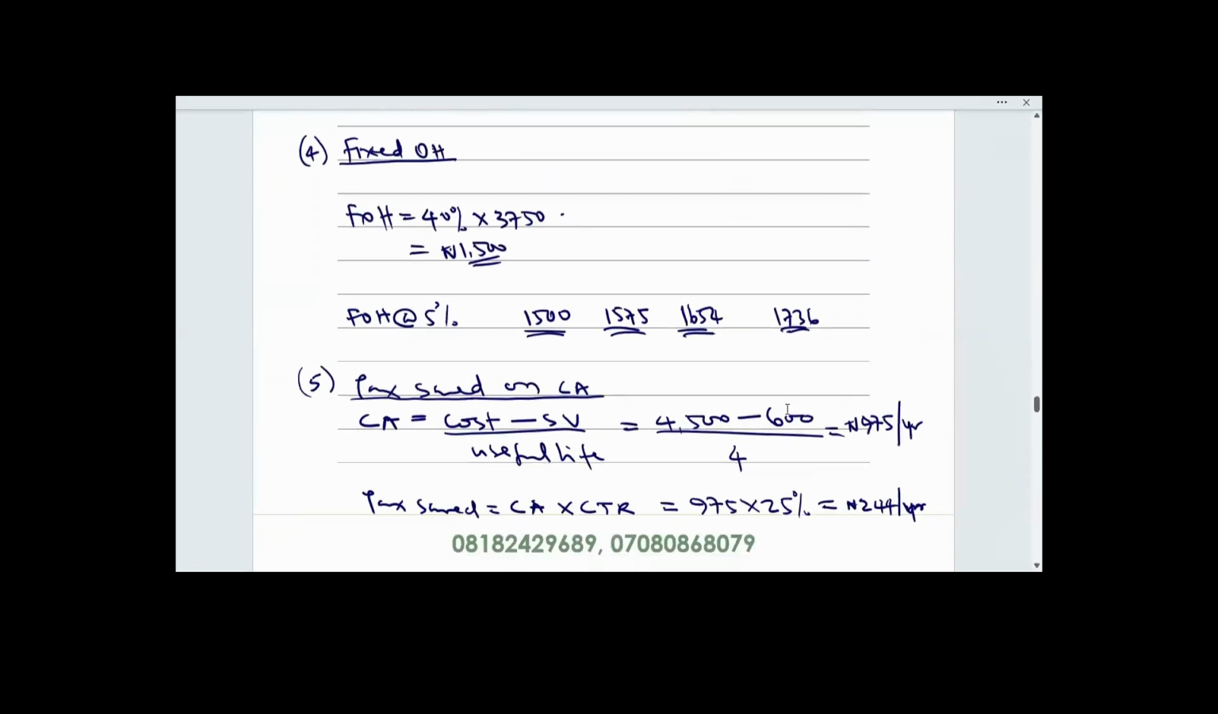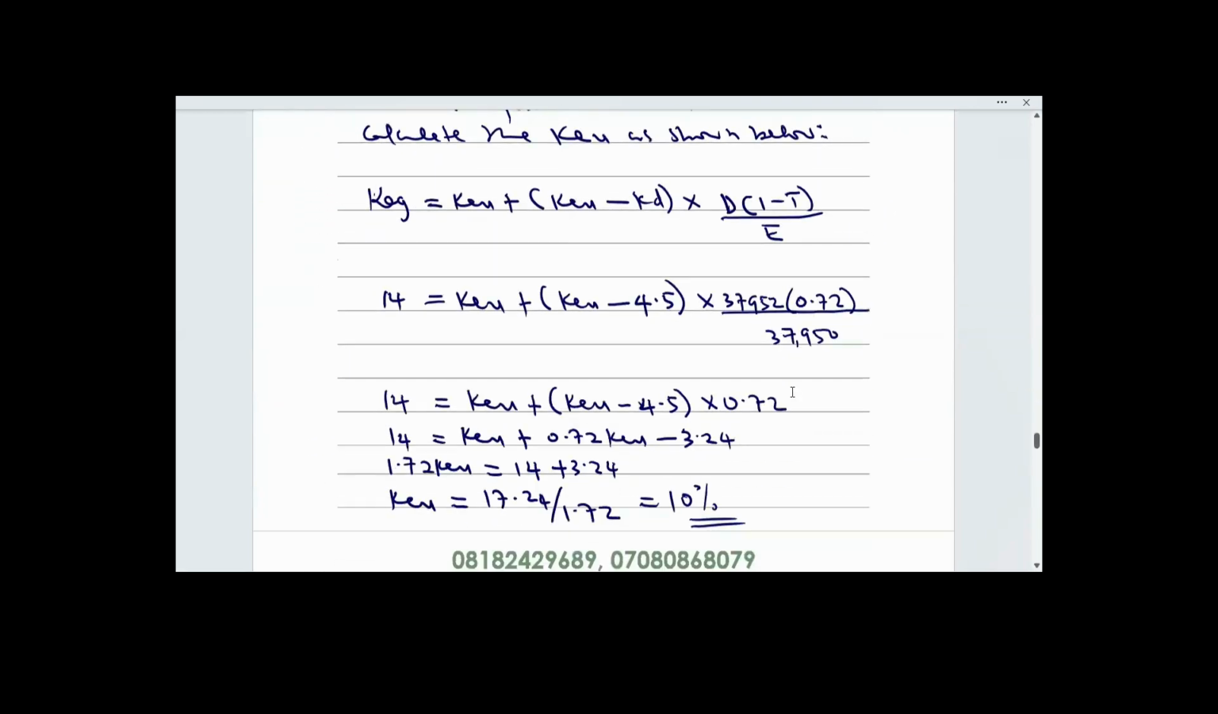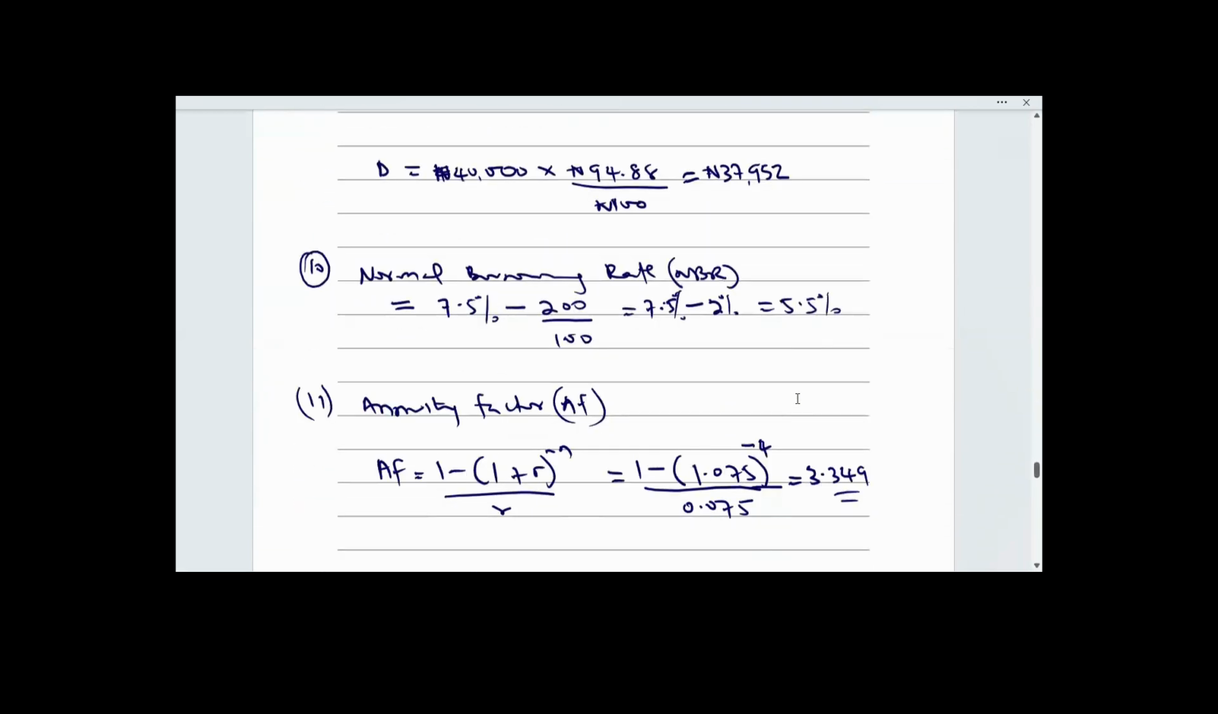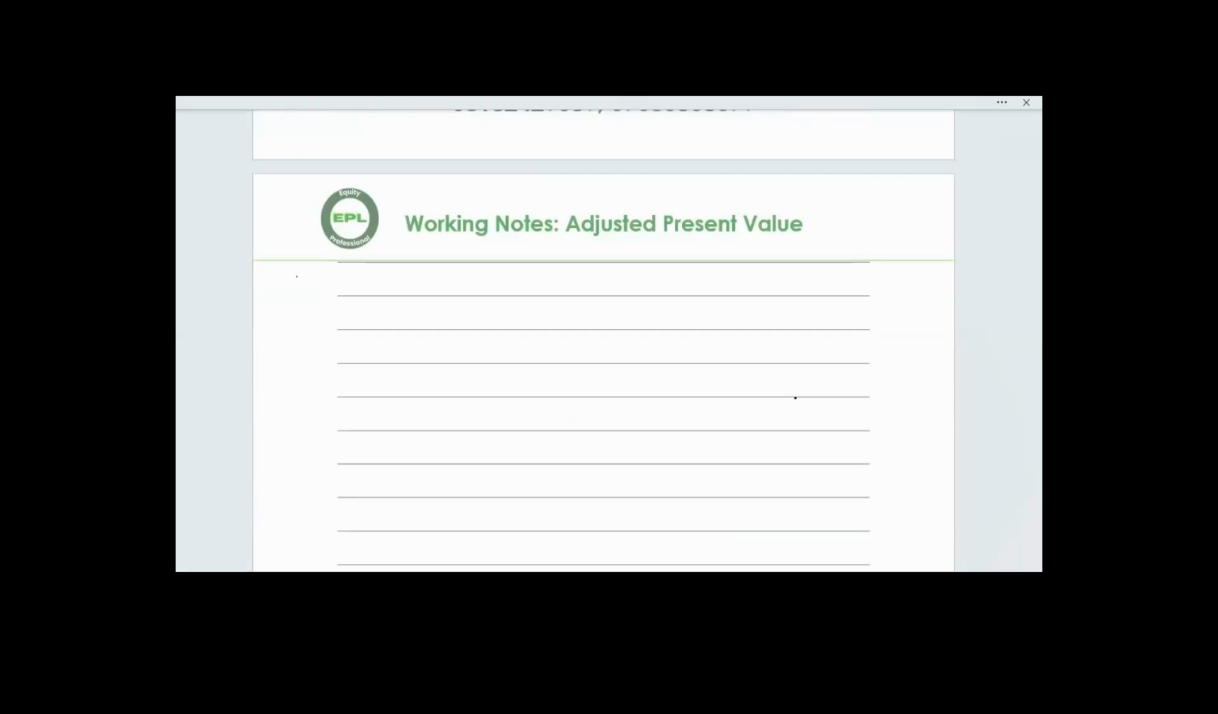That's step 3. Step 3 is to calculate the APV. Let me use this space. So, calculating adjusted present value. All I need to do, my figures are in thousands. So I would then say base case NPV. My base case NPV is 1060.